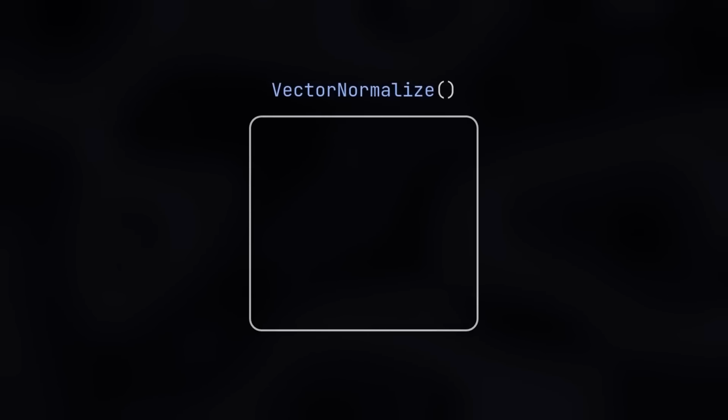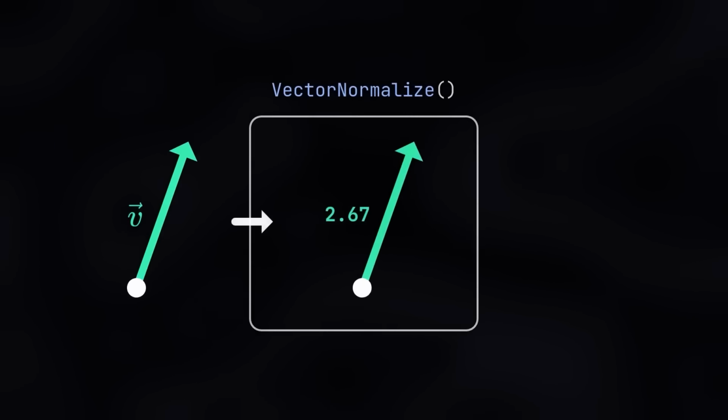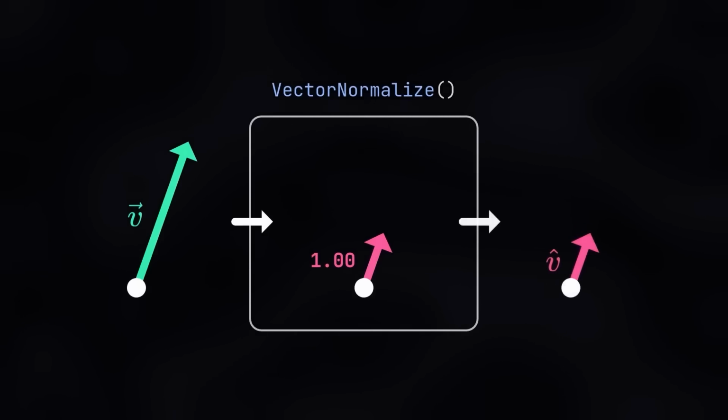So instead of working with full-length vectors, we normalize them by scaling them down to a length of 1. And one key step to normalize vectors is by taking the inverse square root for computational efficiency.